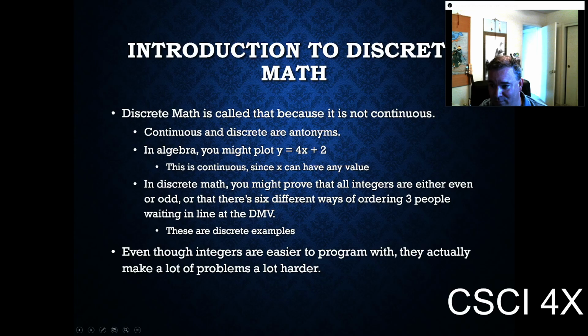At some point, we're going to talk about combinatorics. Combinatorics are the different numbers of ways you can combine things together. How many different ways can 3 people stand in line at the DMV? There's 6. We can prove that. We'll learn that in our second major unit on combinatorics. How many different passwords are possible if you allow 5 character passwords? It's combinatorics. That's discrete math.